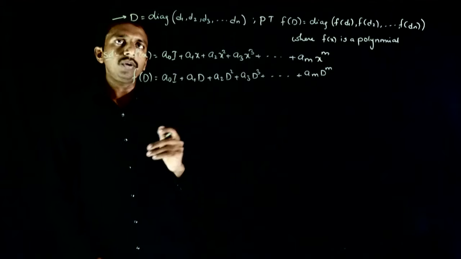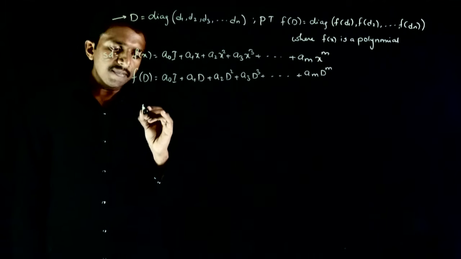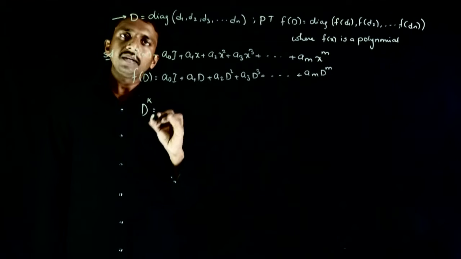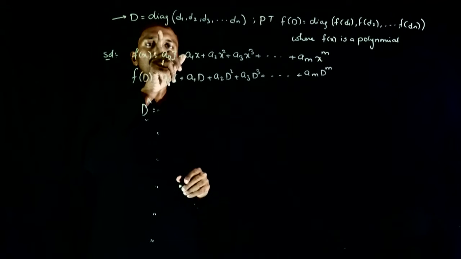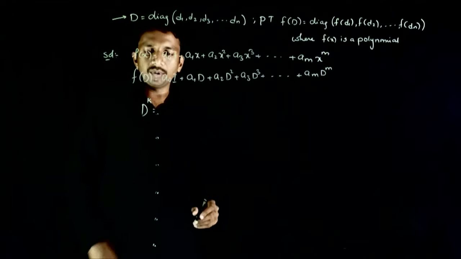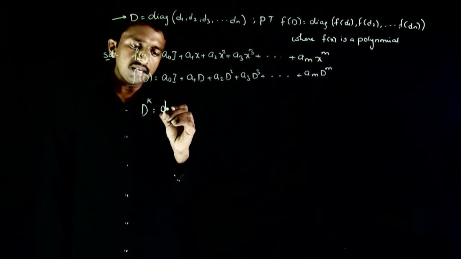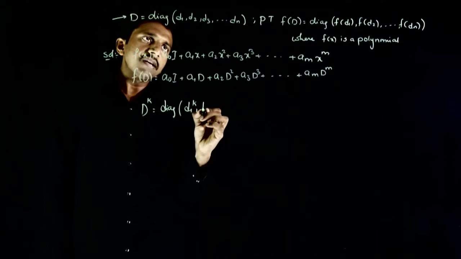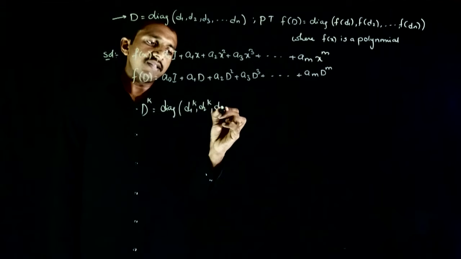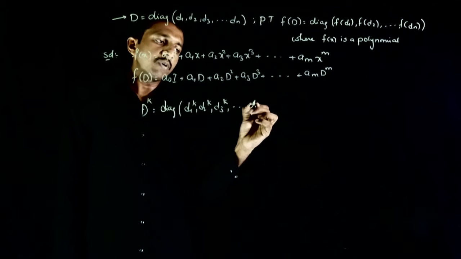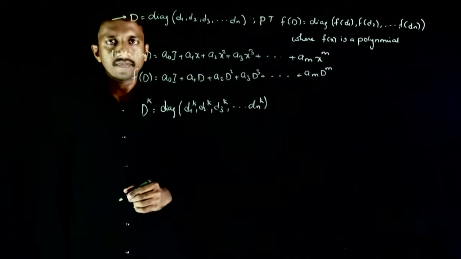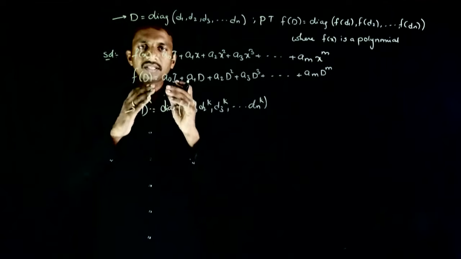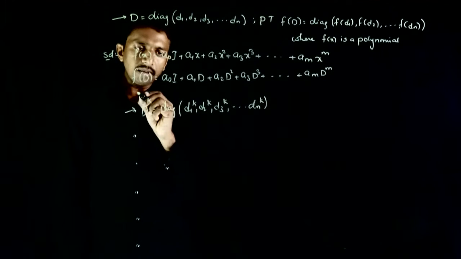Now we know that if a diagonal matrix D has diagonal elements d1, d2, d3 up to dn, then D raised to any power k is a diagonal matrix with elements d1 power k, d2 power k, d3 power k, so on up to dn power k. So this is a theorem which we know. इस क्वेश्चन में इस थ्योरम को हम यूज करेंगे.